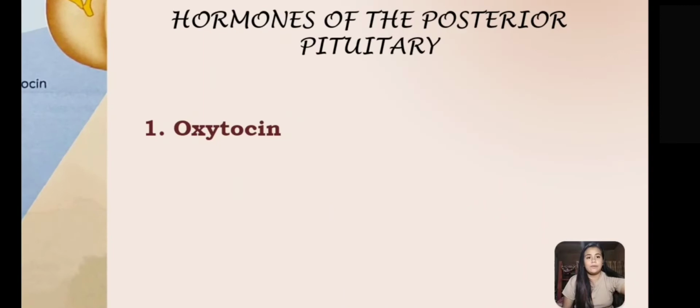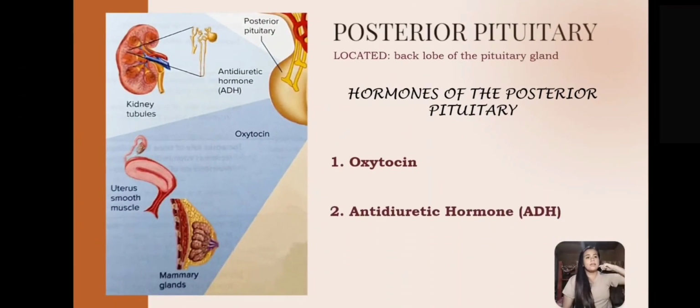Next, the antidiuretic hormone or the ADH. So the ADH helps in regulating the water balance in our body. So it causes the kidneys to release water, decreasing the amount of urine. So it helps in regulating the water balance in our body.